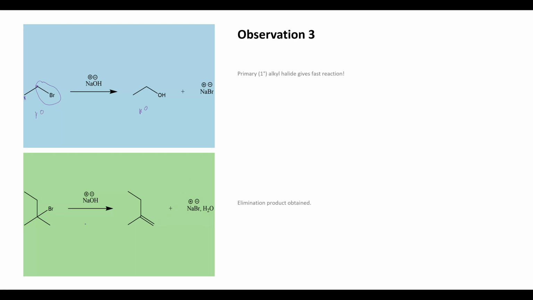However, on the bottom, we have a tertiary haloalkane. It is also being treated with sodium hydroxide, but we get an elimination product. So water is eliminated and sodium bromide forms as well. Now, why in the world would this happen? Are you confused yet? Well, hold that thought because there's one more observation.